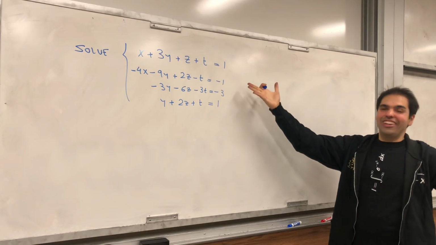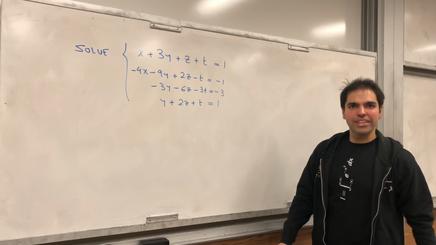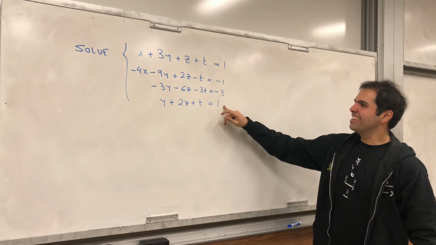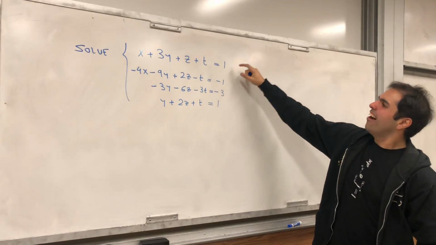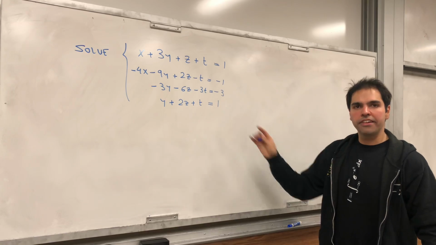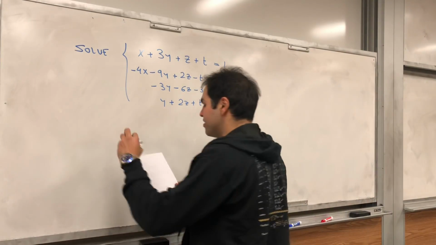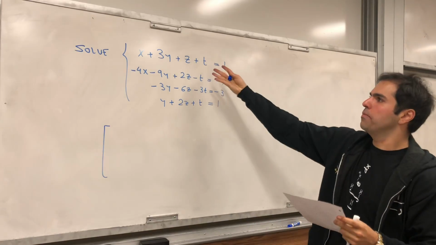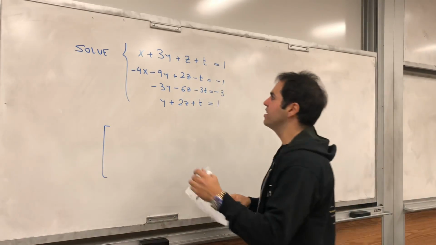Oh my God, right? It's a 4x4 system, but don't be scared. You know linear algebra. This might help you. And also, some systems look scary, but they're not too scary. You'll see why in a second. So, again, first step is let's forget about the variables and put everything on a table.